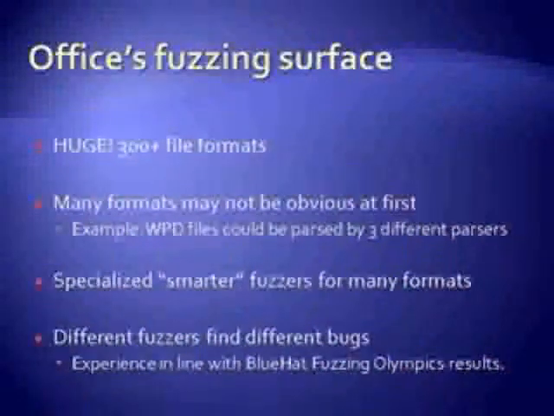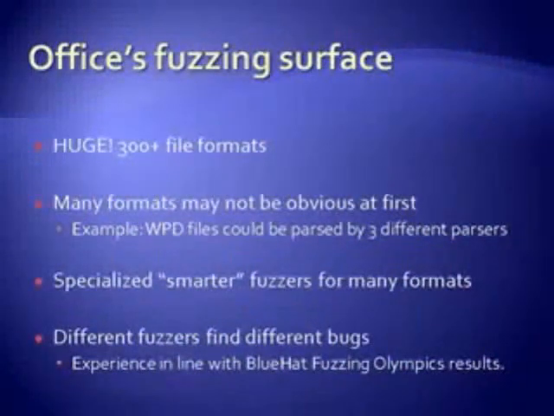So like I mentioned, we have a rather large attack surface from the file format standpoint. We have over 300 file formats. And many of these file formats are not obvious at first. For example, WPD, when you look at the file extension, you say, oh, that's a file format. It turns out that there's actually 3 file formats within that extension. In many places, we'll have smarter specialized fuzzers that know about the file format and ways to manipulate that in a specific way that understands the spec.